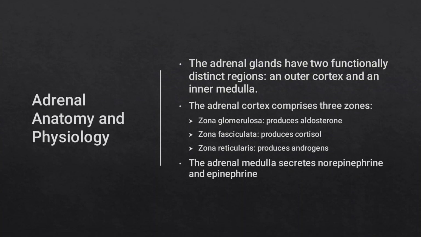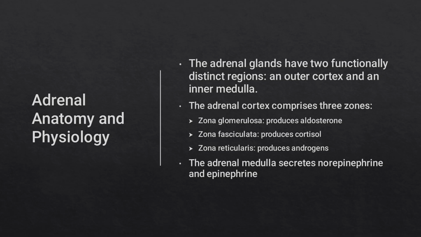Before we dive into the pathology and disorders of the adrenal gland, let's just give a brief talk about the anatomy and the physiology. The adrenal gland has two regions, the cortex and the medulla. The cortex itself is divided into three regions: the zona glomerulosa, the fasciculata, and the third one is the reticularis.